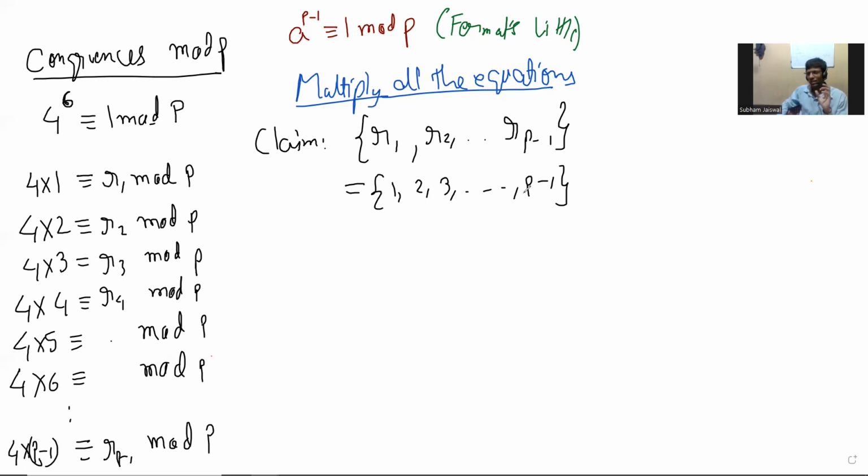It seems correct, right? That when you take a prime number and a number like 4, or in fact any number, you will get all remainders. Some sort of a cycle.